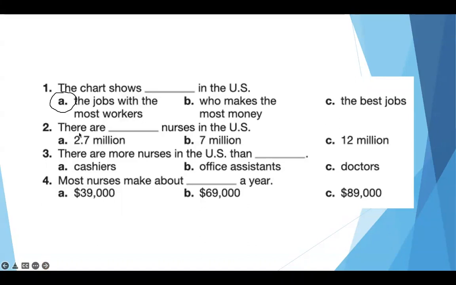All right, question 2. There are blank nurses in the US. Did they say 2.7 million, 7 million, or 12 million? If you're not sure, we can double check.